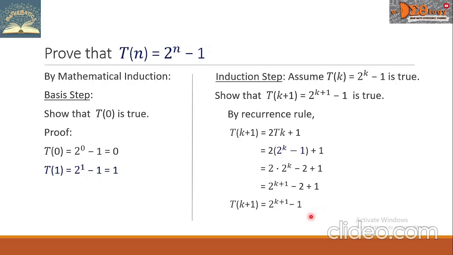And we are able to show that T of k plus 1 equals 2 raised to k plus 1, then minus 1. Therefore, T of n equals 2 raised to n, then minus 1.